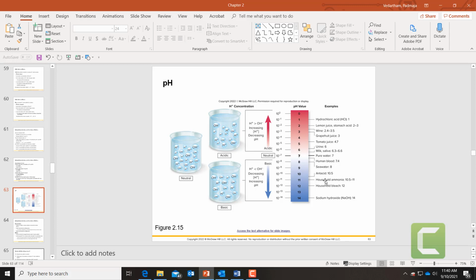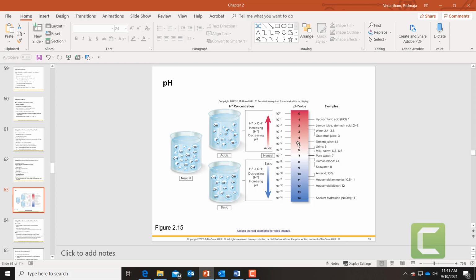And then you can see that most of the household cleaners are all basic. A strong base is sodium hydroxide. Strong acid is hydrochloric acid. Strong base is sodium hydroxide. And each of these numbers, they differ by 10 times, right? So they're 10 times stronger.